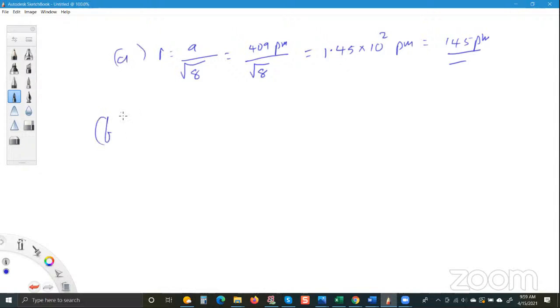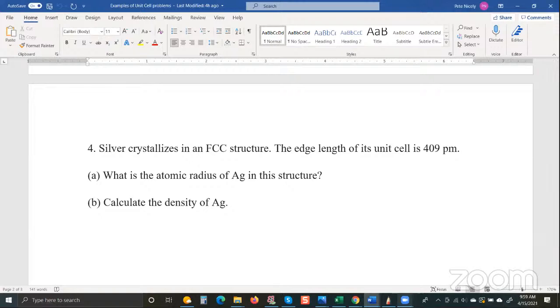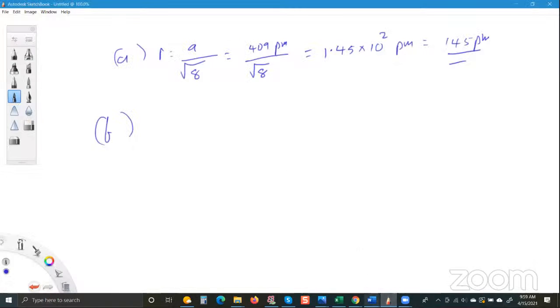The B part is asking for, we'll go back to the original question, the density. Okay, so to get the density, again, it's the same thing as we did before. We know that density is equal to mass over volume. All right. The volume would be equal to the length cubed.